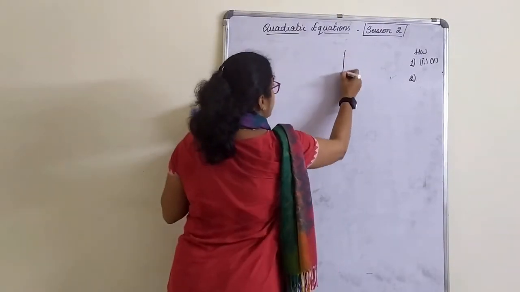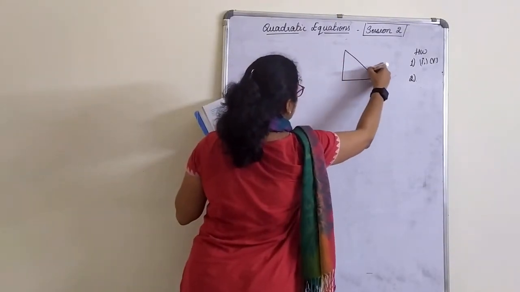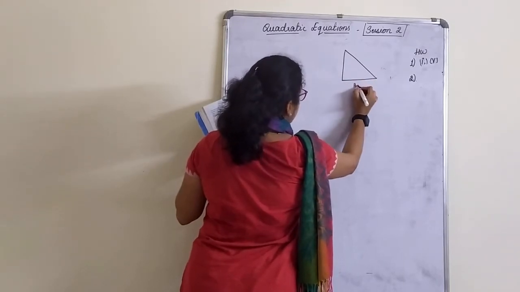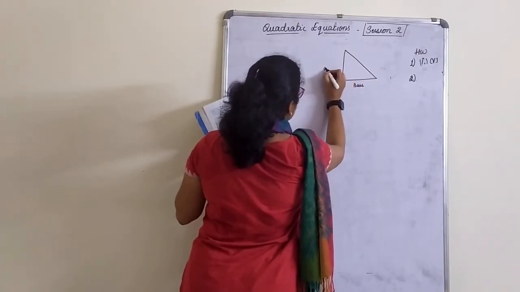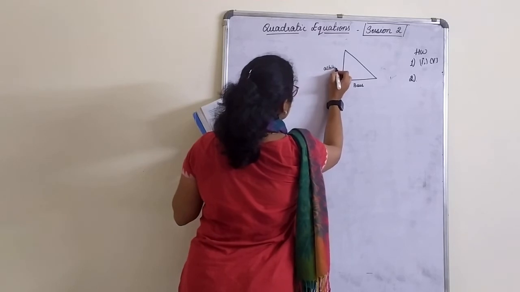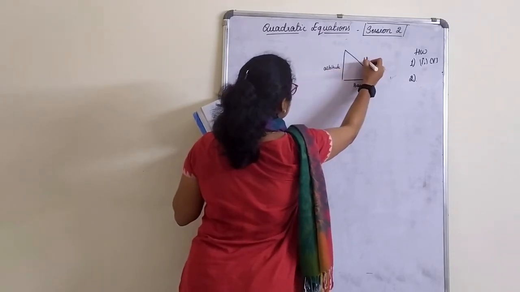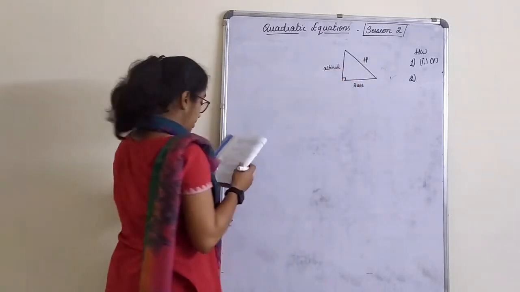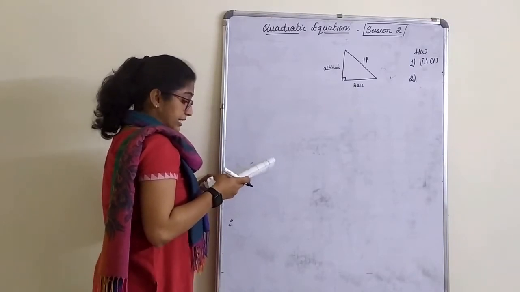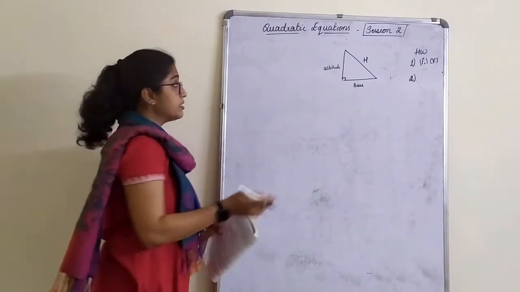So it's a geometric kind of a question. Have a small figure. This is the base, this is the altitude, and this is the hypotenuse, right? The altitude of a right angle triangle is 7 cm less than its base.